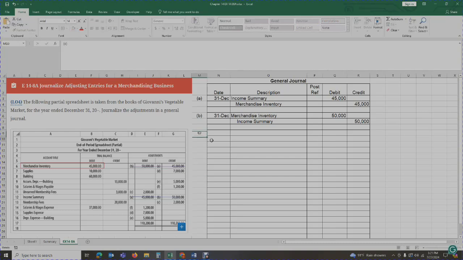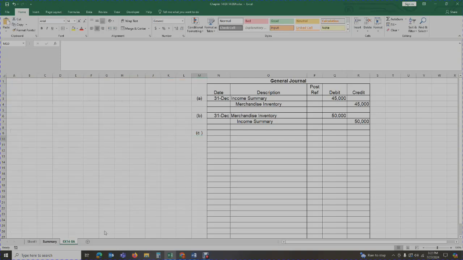So what is happening on letter C? Well, letter C deals with unearned membership fees, and then the offset is membership fees. If you look at the word unearned, what happens is we pay for memberships in advance. We have not used up the membership services. So as we're using up the membership services, we transfer the unearned portion to the actual earned portion of our income. We can't recognize the income until we've actually earned it, until we've actually provided the service.